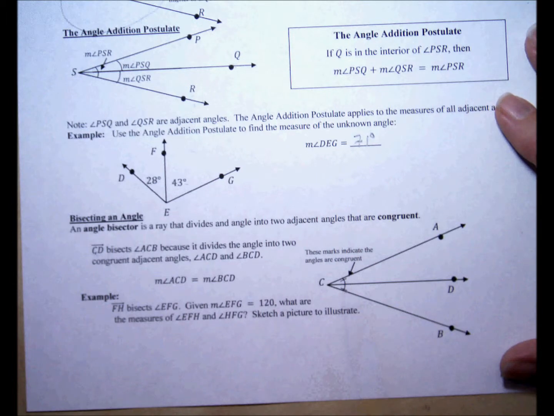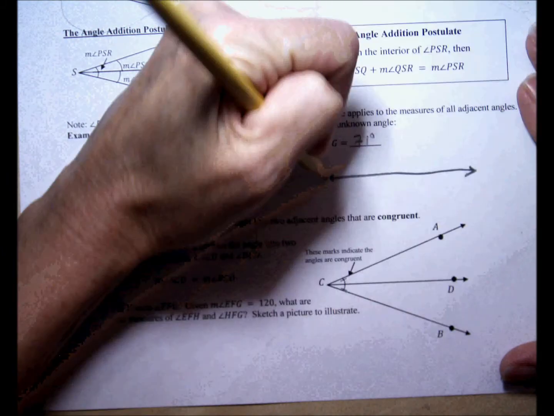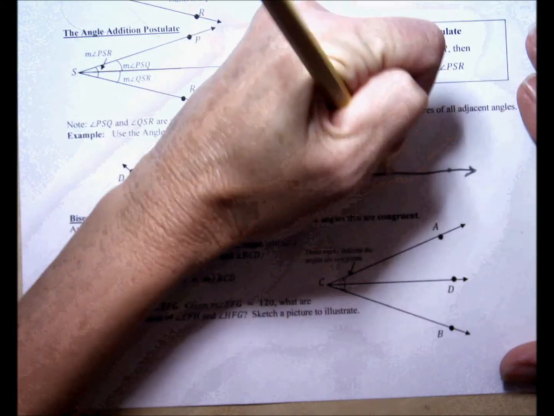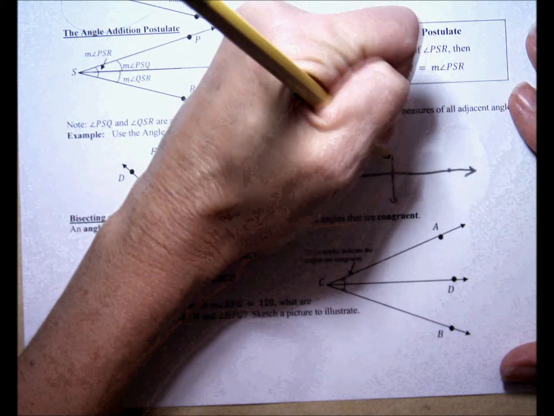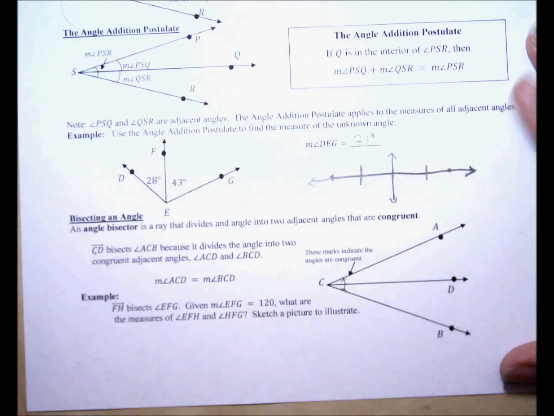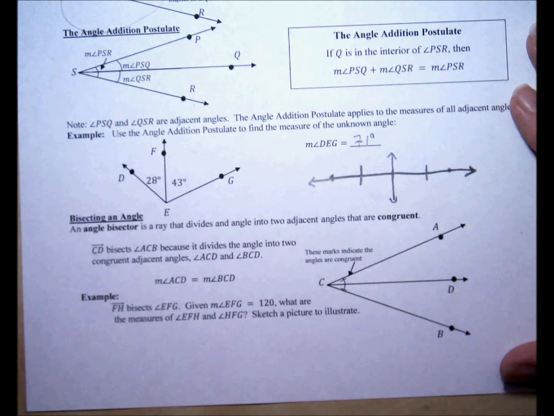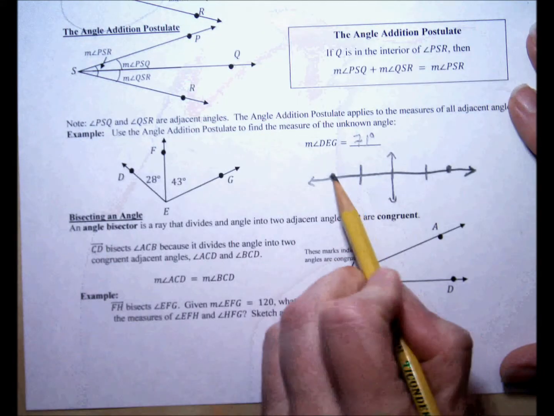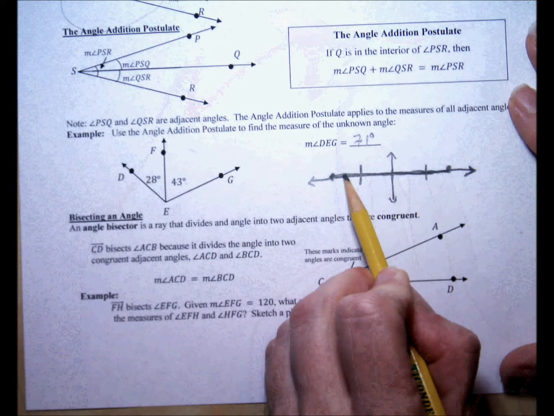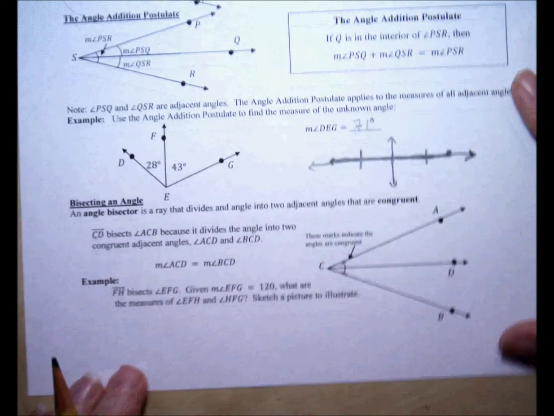See these little marks on the angle sign? Those mean that those angles are congruent. Those little tick marks, just like with the segment. When we had the segment bisector, the tick marks meant that it was dividing it into equal parts. These are my endpoints of my segment.